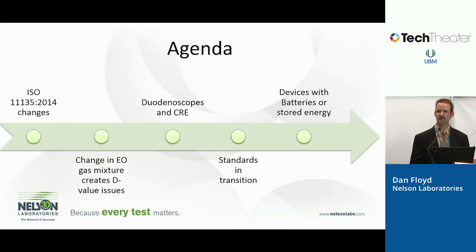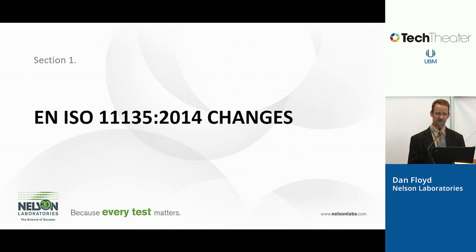We'll also talk about some of the gas blends that got phased out, and that's created some issues with biological indicators. We'll also touch on, somewhat related to ethylene oxide, the duodenoscope issue with the superbug outbreak. There's talk about possibly sterilizing those types of devices with ethylene oxide as a way to mitigate that problem. We'll also talk about how a lot of other standards are being revised as we speak, so a lot of them are in transition. And then finally with ethylene oxide, there are issues with more and more devices that have batteries or stored energy, and ethylene oxide's flammable, so that can be an issue.